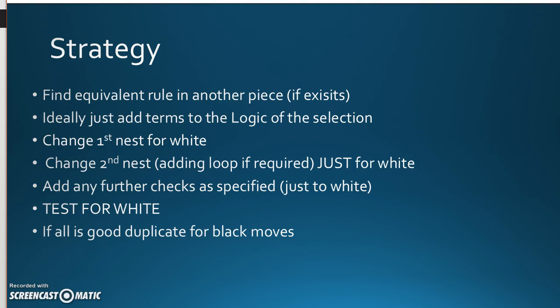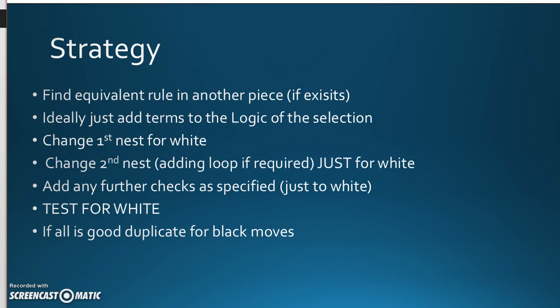Obviously for some of the pieces, as soon as you're moving multiple squares, there has to be a loop to check that you're not jumping over. And if you don't know how that works, you need to have a look at it for the equivalent of the rook. If there are some other weird rules that have to be placed in the centre, you need to put those in the end. Now I would do all of that just for the white.